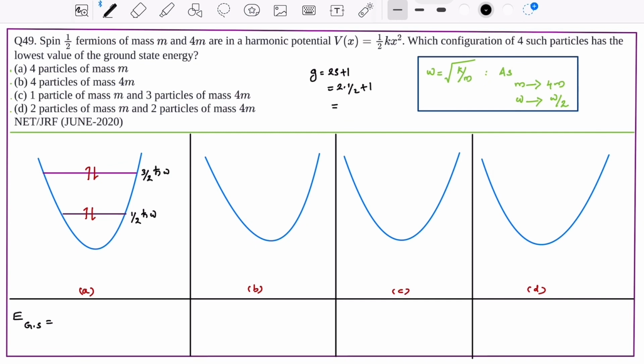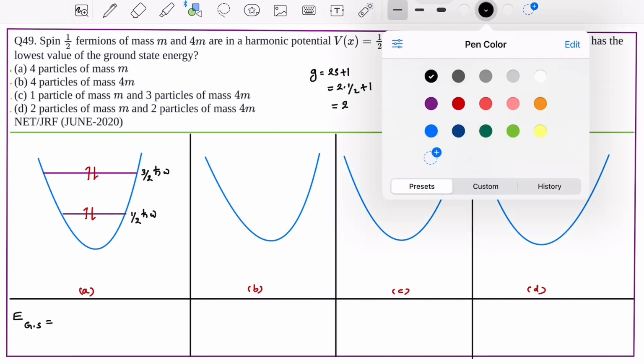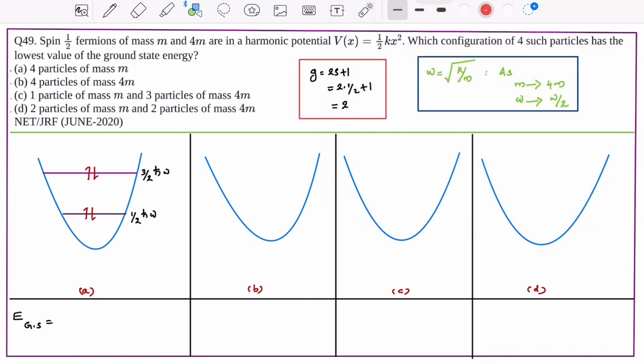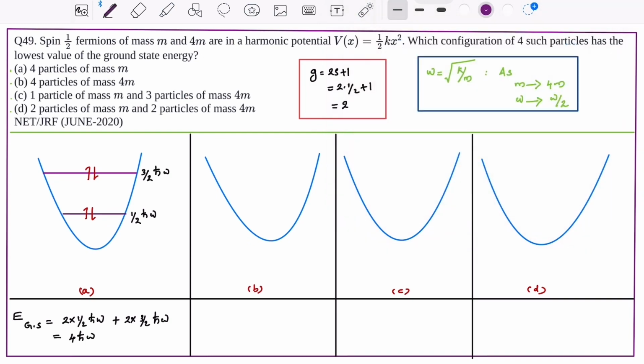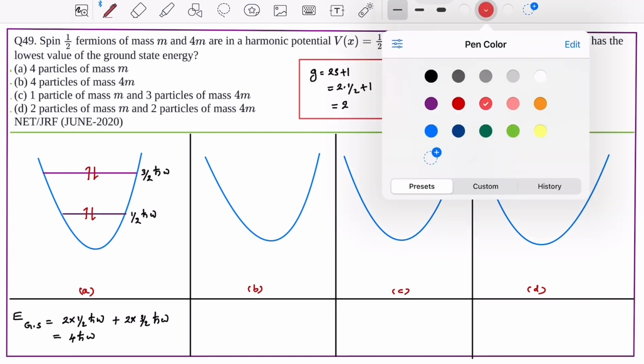Here you have to use the degeneracy. Degeneracy is given by 2s plus 1 and the particles are spin half fermions. So when you substitute the value of s is equal to half, your g becomes 2. That is, a single energy level can accommodate 2 particles. So what is the total energy or ground state energy of this configuration, which is nothing but 2 into half h cross omega plus 2 into 3 by 2 h cross omega, which is nothing but 4 h cross omega. That is, corresponding to option A, the ground state energy is 4 h cross omega.